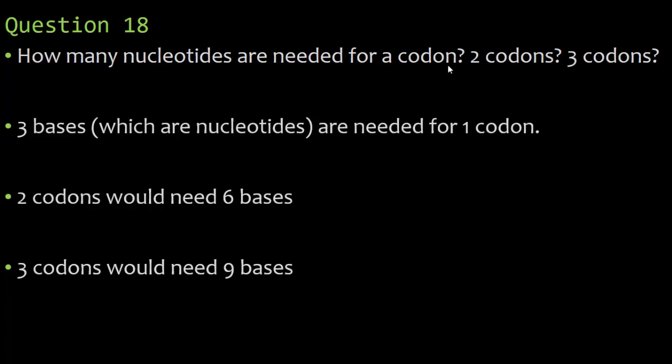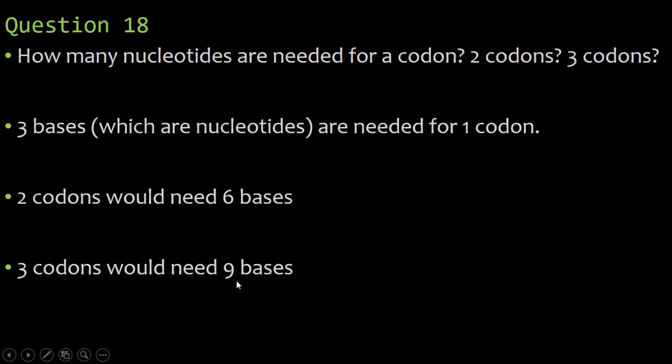If I had 21 bases, how many codons would that be? Well, if we had 21 bases and there's 3 bases that make up a codon, 21 divided by 3 would be 7. So that would be that. So if you know how many total codons you have, you're going to multiply by 3. If you have the total number of bases, you're going to divide by 3.